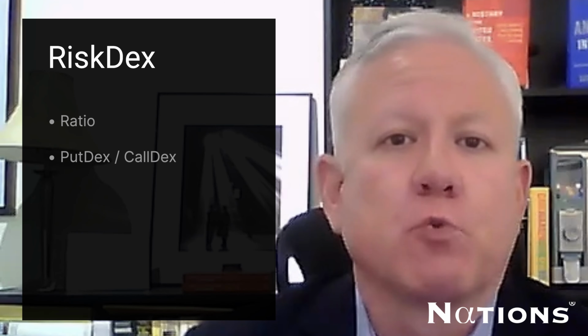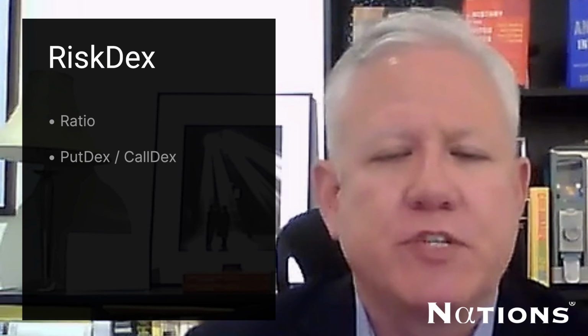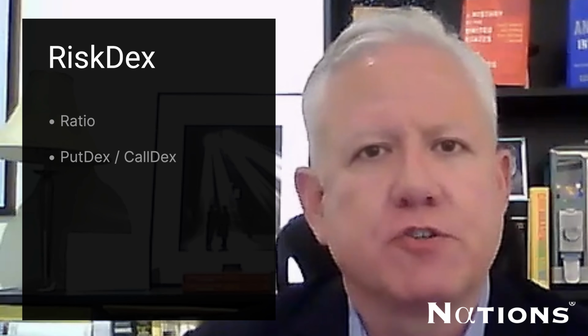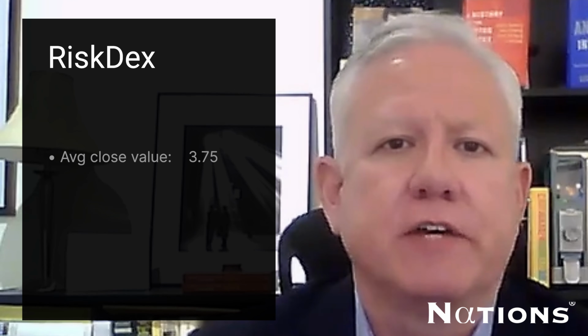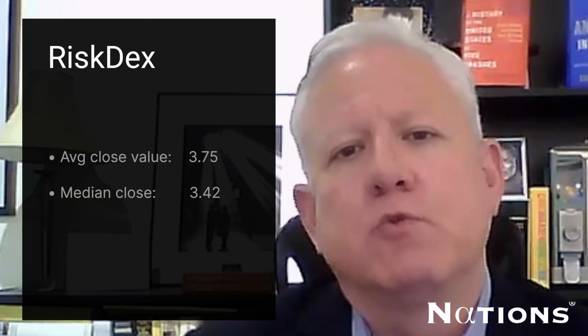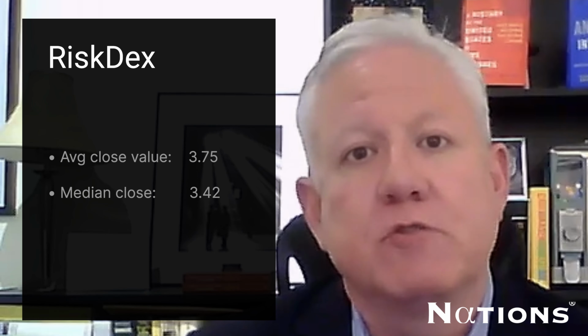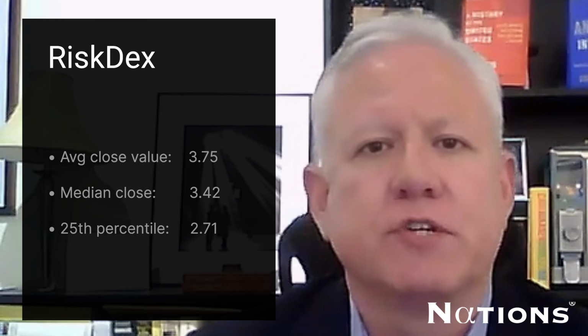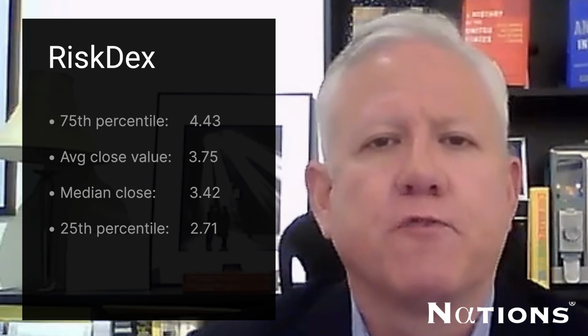Our fourth index is RiskDex. RiskDex, again, is simply the ratio of PutDex to CallDex, and the average closing value is 3.75. The median closing value is 3.42. The 25th percentile closing value is 2.71, and the 75th percentile closing value is above 4, is 4.43.